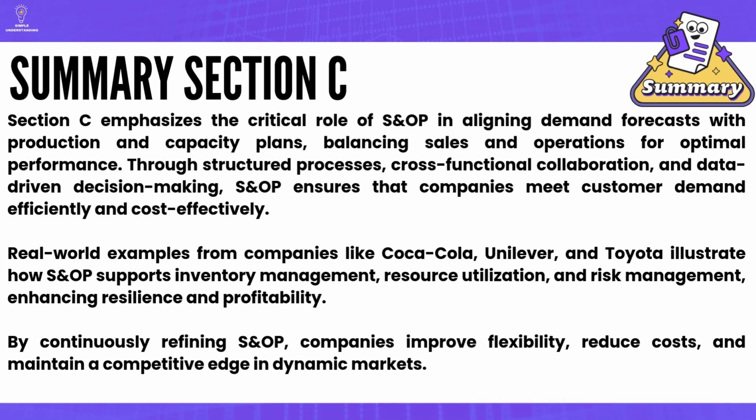Summary of Section C: Sales and Operations Planning, S&OP. Section C emphasizes the critical role of S&OP in aligning demand forecasts with production and capacity plans, balancing sales and operations for optimal performance. Through structured processes, cross-functional collaboration, and data-driven decision-making, S&OP ensures that companies meet customer demand efficiently and cost-effectively. Real-world examples from companies like Coca-Cola, Unilever, and Toyota illustrate how S&OP supports inventory management, resource utilization, and risk management, enhancing resilience and profitability.